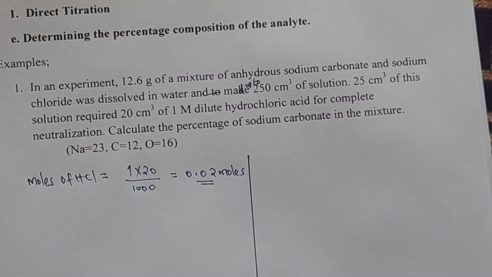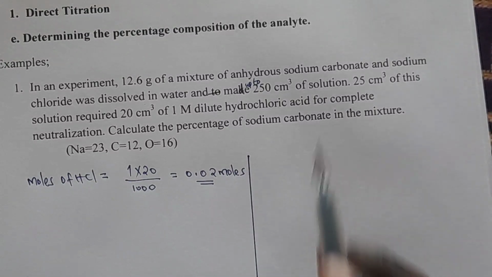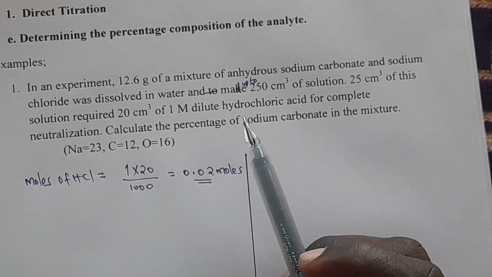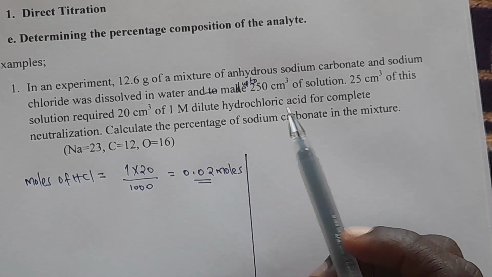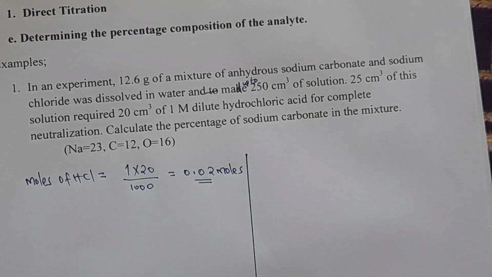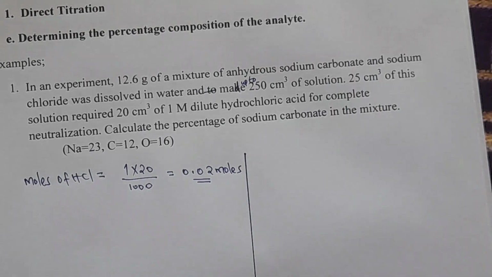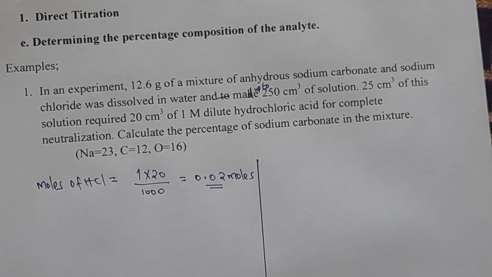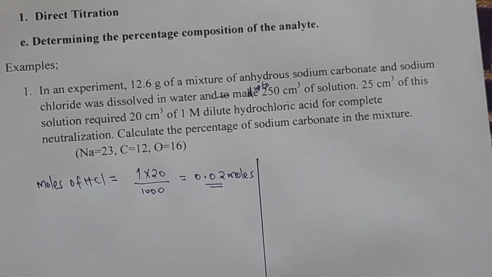Next, students, you have to know the mixture is sodium carbonate and also sodium chloride. But only one of them will react with hydrochloric acid, and that is the sodium carbonate. Sodium carbonate will react with hydrochloric acid, but sodium chloride does not react with hydrochloric acid. So next we have to write the reaction between sodium carbonate and dilute hydrochloric acid.